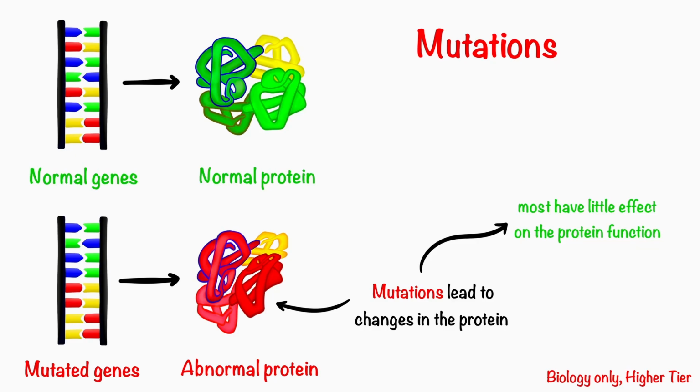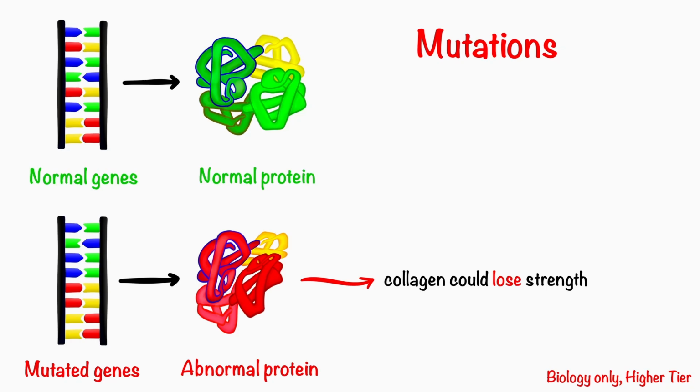Sometimes the mutation will code for an altered protein with a change in its shape. This could affect its ability to perform its function. For example, if the shape of an enzyme's active site is changed, the substrate may no longer be able to fit into it. Structural proteins like collagen could lose their strength if their shape is changed, making them pretty useless at providing structure and support. If there's a mutation in the non-coding DNA, it can alter how genes are expressed.